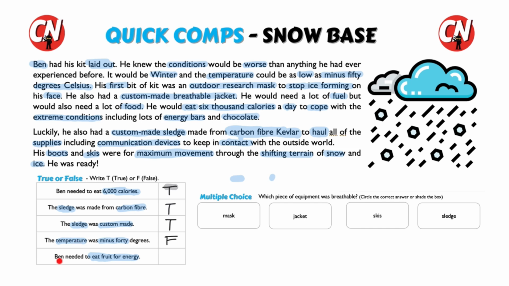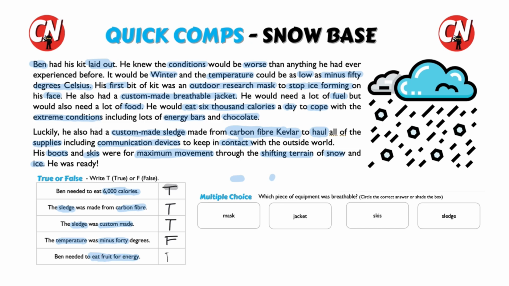And then the final question: Ben needed to eat fruit. So where did it talk about eating? Eat fruit. So we've got, here we go, include energy. So, he would eat 6,000 calories a day. Let's read on. To cope with the extreme conditions, including lots of energy bars and chocolate. Did he eat fruit? No, he didn't.